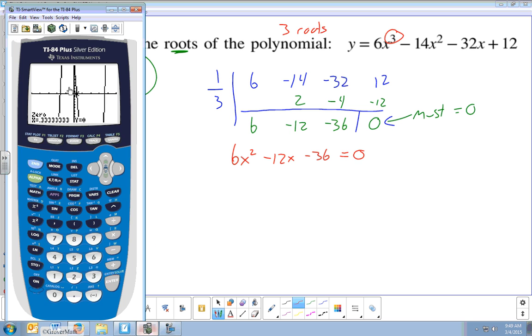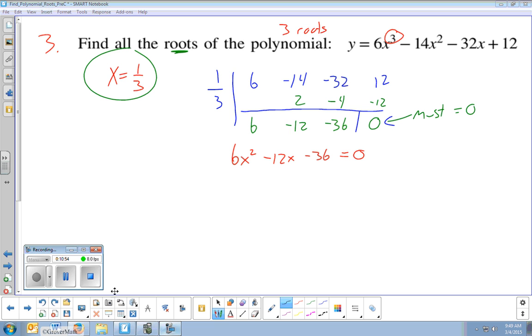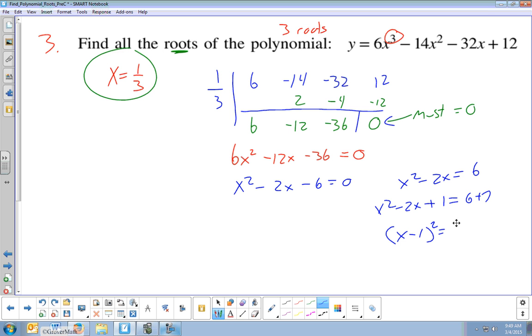And from what I did over here, I actually know they are irrational, so I'm expecting something like something plus or minus some radical, so on. Video is running a little late, so I'll speed this up a little bit. But divide by 6, we get x squared minus 2x minus 6 equals 0. X squared minus 2x equals 6. X squared minus 2x plus 1 equals 6 plus 1. X minus 1 squared equals, that's supposed to be 1, 6 plus 1 equals 7. Square root of both sides, you get x minus 1 equals plus or minus rad 7. And finally, x equals 1 plus or minus rad 7.